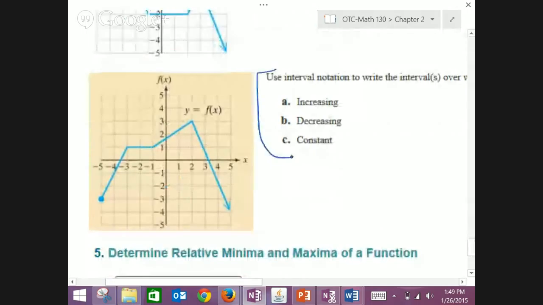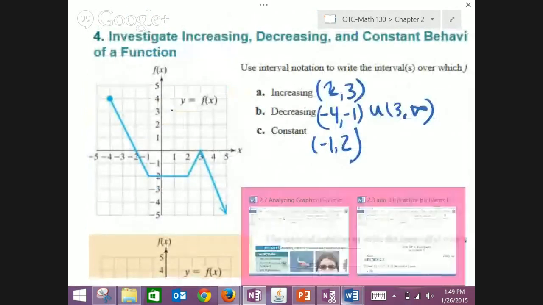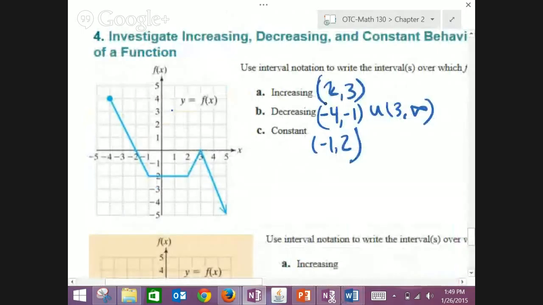So do we use a bar or a bracket? Yeah, you use an open parenthesis on Alex. It'll tell you to use open intervals because you can't be increasing, decreasing, or constant at any given point. You have to have something to compare it to, right? So the domain includes -4, but you're increasing or decreasing from -4 to -1.